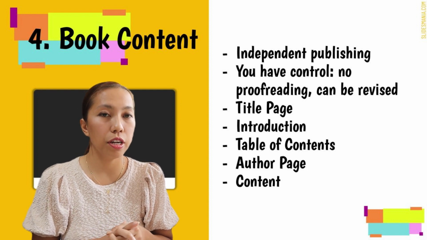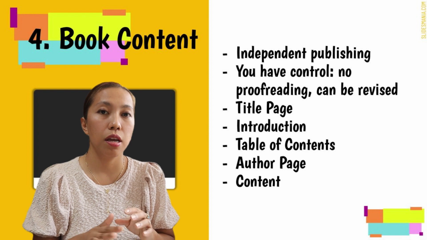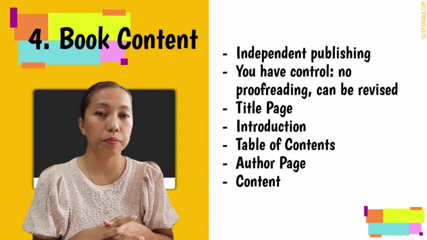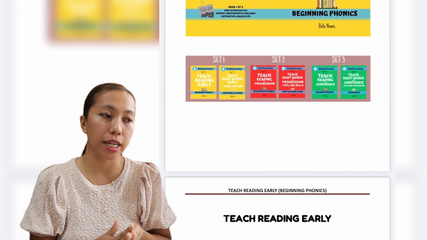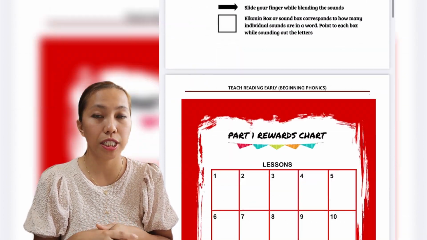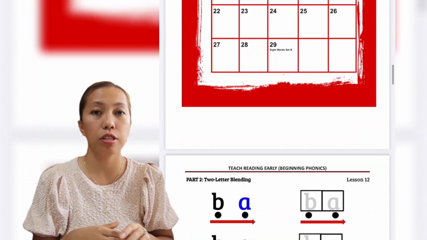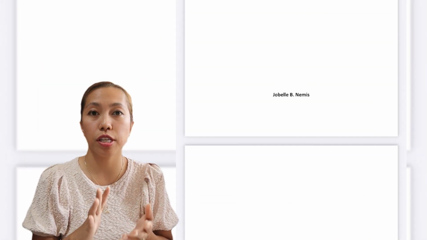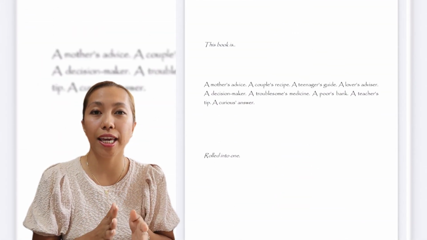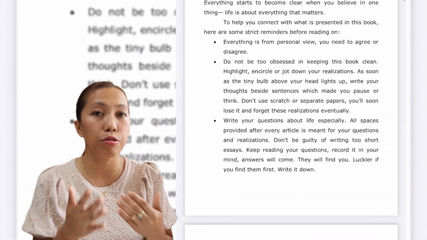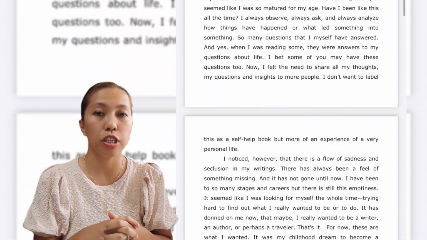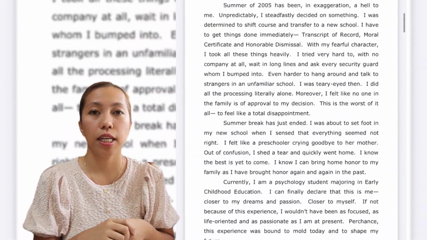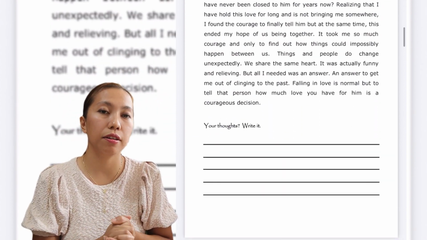Okay, now here are the most common parts of your content that you can include in your book. Of course, the title page, your introduction, your table of contents, your author page. Sometimes they put acknowledgement, and of course the content. So again, you do have the control. It's your rules on your manuscript. Just be sure that it is reader friendly and child friendly.